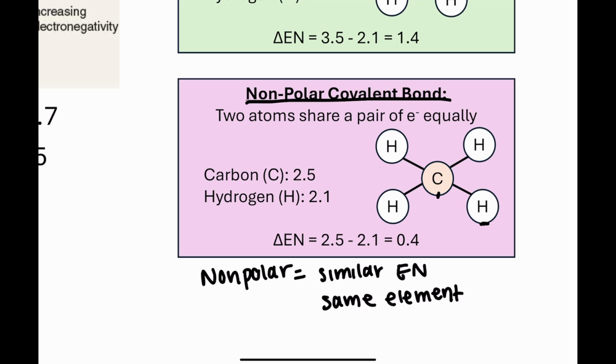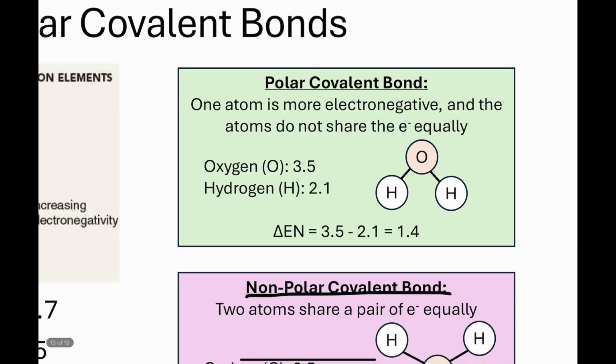But on the other hand, we have polar covalent bonds. Polar covalent bonds occur when two atoms have a great difference in their electronegativity. This is what causes them to not share the electrons equally and form these polar covalent bonds. When we look at a water molecule, we see that there are 2 hydrogens and 1 oxygen. Oxygen has an electronegativity of 3.5, meanwhile hydrogens are 2.1. So the difference in electronegativity is 1.4, and this is enough that it's going to be considered a polar covalent bond.